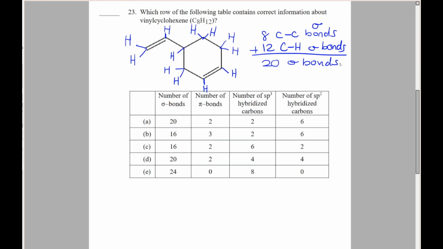So because we already have that established, we can eliminate some of these answers. So our answer choice has to be between A and D. So B, C, and E are eliminated. The next thing we want to look at is the number of pi bonds, and that's just the number of double bonds in this molecule, which is pretty obvious. We only see 2, so we can't eliminate anything further from that since both A and D have 2 pi bonds. Next, we have to look at the number of sp3 hybridized carbons.